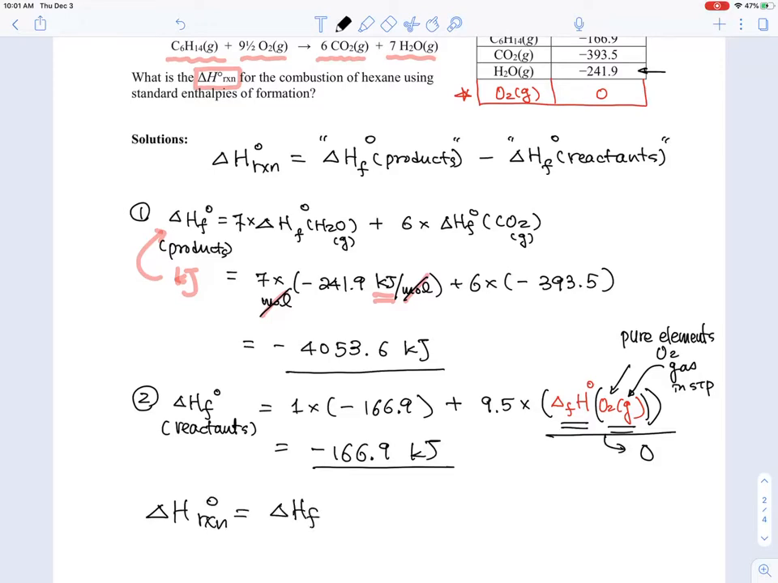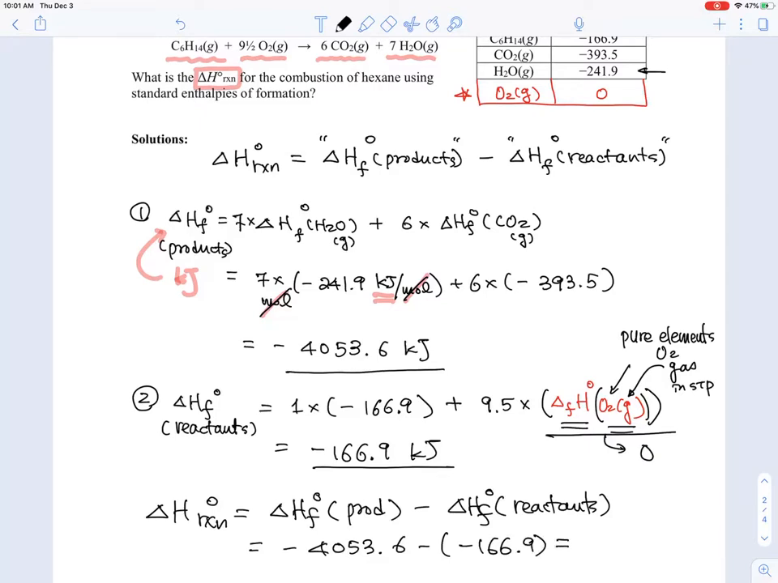Then all I need to do, delta H reaction, is delta H formation of product minus delta H formations, all of them, for reactant. So therefore minus 4353.6 minus minus 1166.9, and you will have minus 3886.7 kilojoule. That is the delta H for reaction for this combustion of hexane, and this is the answer for that particular problem.